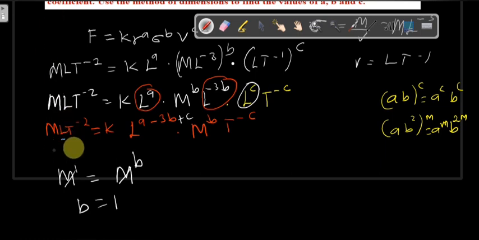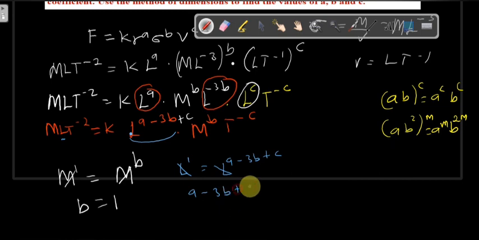We can now go to L. So on this side, we have L raised to power 1 is equal to this, L raised to power a minus 3b plus c. So this will cancel out this. For me, you can see that a minus 3b plus c is equal to 1. We already have the value for b, but we don't have the value for c and a. So we can just leave that. Then we'll go to the next one.